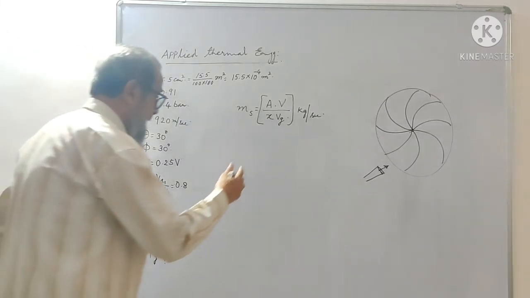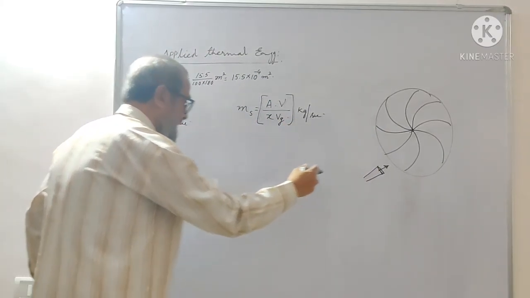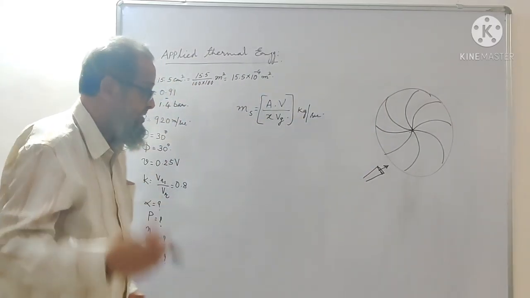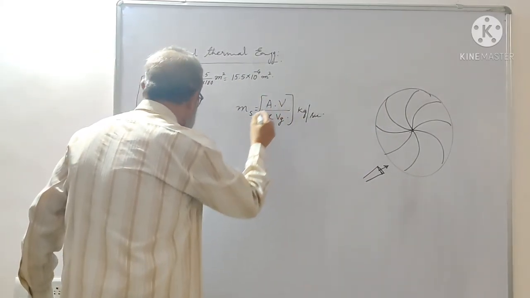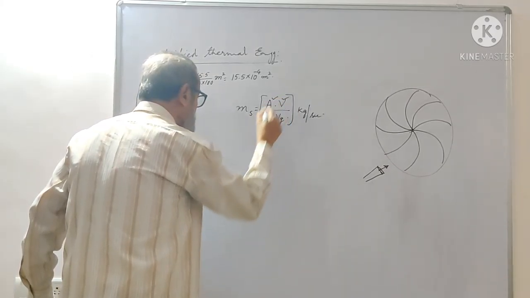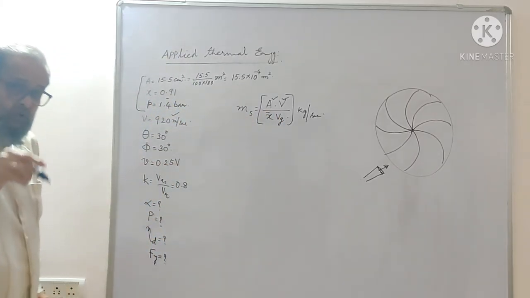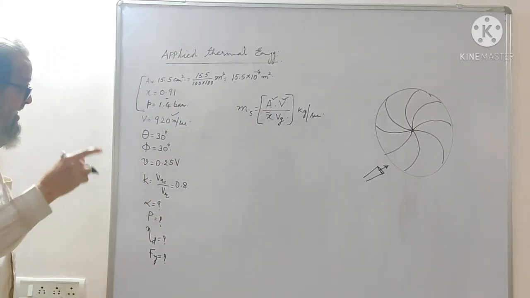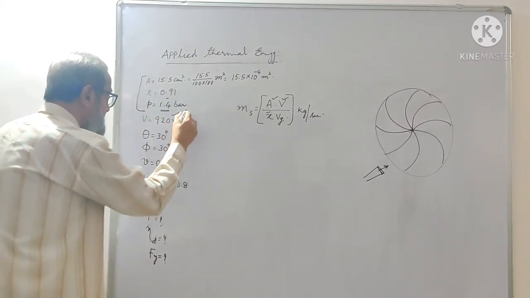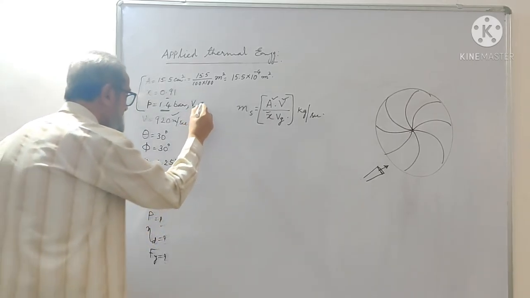So here, I am not taking it as A2, A3, whatever it is. I have taken it as A only, the exit area. I know that it is the exit area. V is the velocity that I know. This is given, this is given. X is also given, the dryness fraction of the steam. And Vg is not given, that's why he has given this pressure. For this pressure, from the steam table, you can get it.